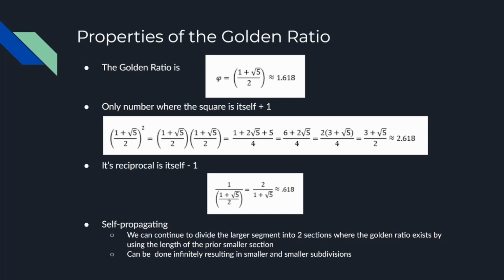Phi is one of the only numbers where the square is exactly itself plus 1. Its reciprocal, interestingly, is itself minus 1. But the most interesting property of phi is that it's self-propagating. This means we can continue to divide the larger segment into 2 sections where the golden ratio exists by using the length of the prior smaller section. And this can be done infinitely, resulting in smaller and smaller subdivisions.